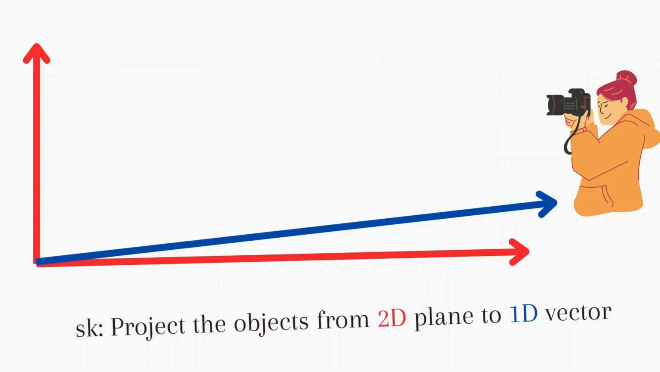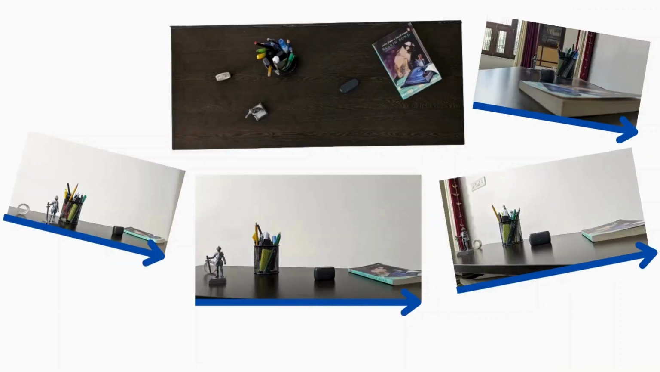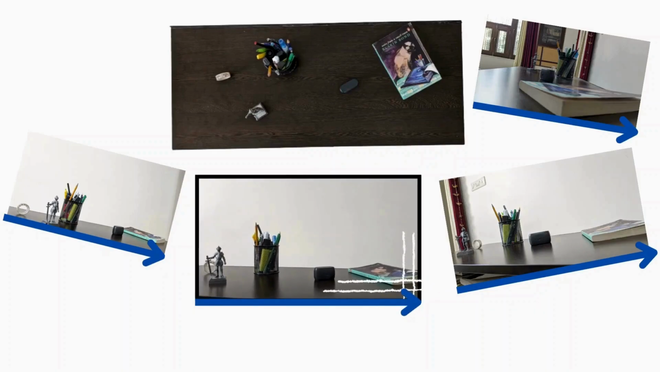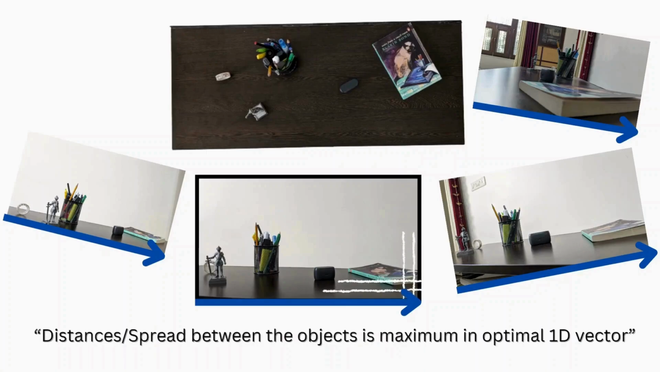Since she is a professional photographer, she tries to capture the objects from different angles, and she finds out the most optimal angle that keeps the distances between the objects as similar to that of the original image. That is, the projection that loses the minimum information or the context. She also observes that this angle turns out to be the angle that maximizes the spread between the objects.